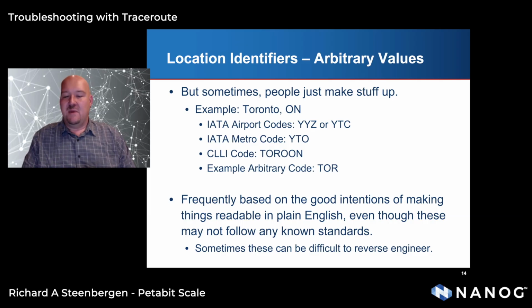So sometimes people will just use the code TOR. Typically this happens when you've got really good intentions. You're trying to make things readable for English users. But the problem is it doesn't follow a known standard. So sometimes these can be pretty difficult to reverse engineer when you actually go to read them.